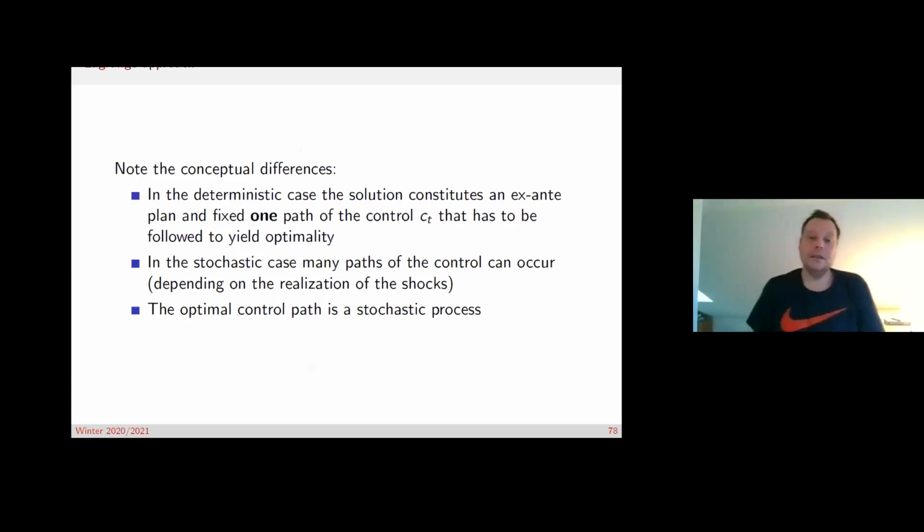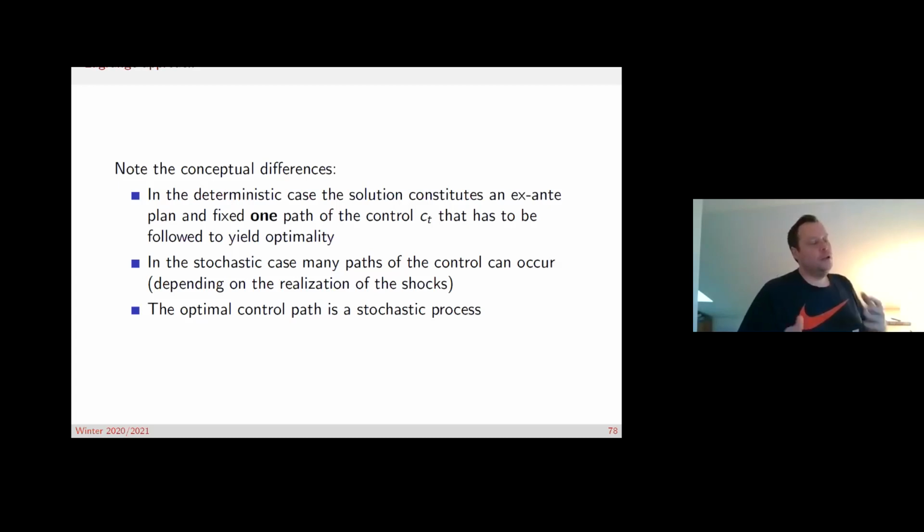Okay, now again, this is what I've told you. We have no deterministic solution, so we do not have one path, but we have basically many control paths, and basically we follow those different control paths as we move along through time. So the control path by itself is a stochastic process.